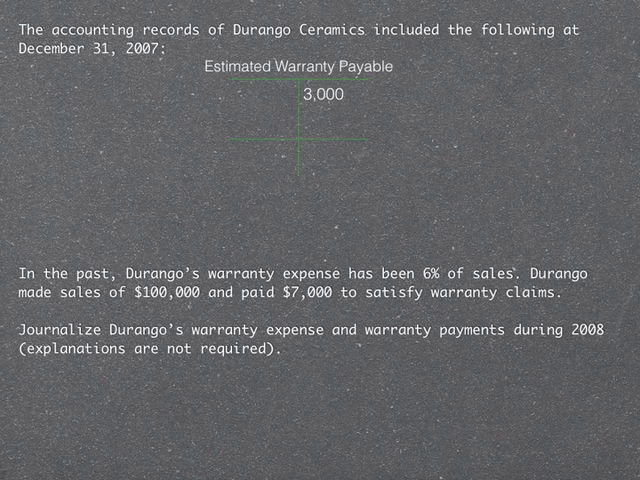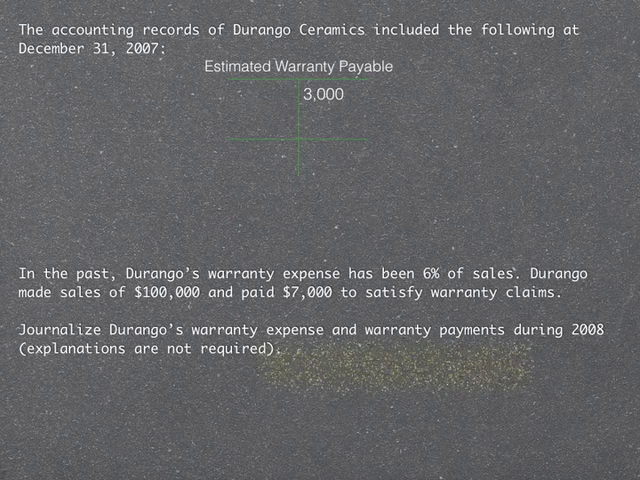So let's look at an example. Here we have the accounting records of Durango Ceramics, which includes the following at December 31st, 2007. We have a little balance in our estimated warranty payable there of $3,000. In the past, Durango's warranty expense has been 6% of sales. Durango made sales of $100,000 and paid $7,000 to satisfy warranty claims. So we're going to journalize Durango's warranty expense and warranty payments during 2008.